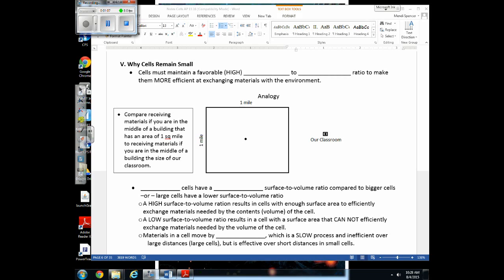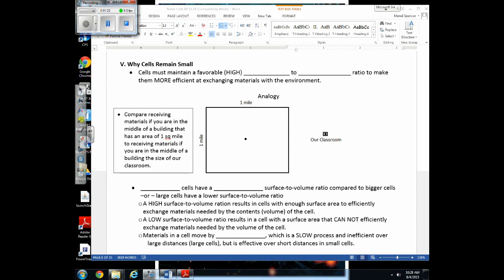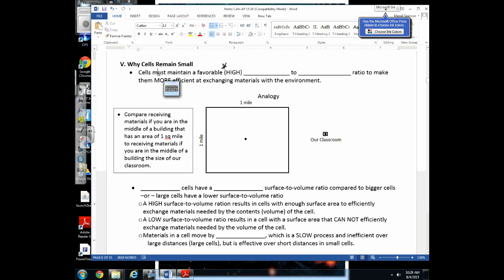Now, cells have to exchange materials with the environment, and they exchange that through their cell membrane. They have to take in nutrients, and they have to get rid of waste. In order to efficiently exchange materials with the environment, cells have to have a high surface to volume ratio. So I want you to put stars around high, put arrows at it. It's important for you to remember that cells have to have a high surface to volume ratio.